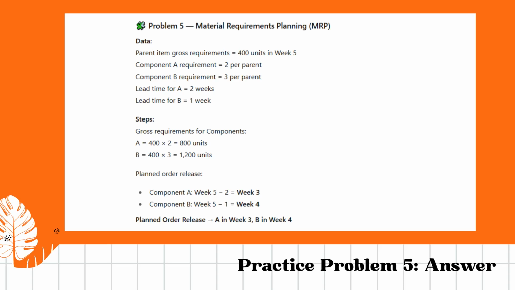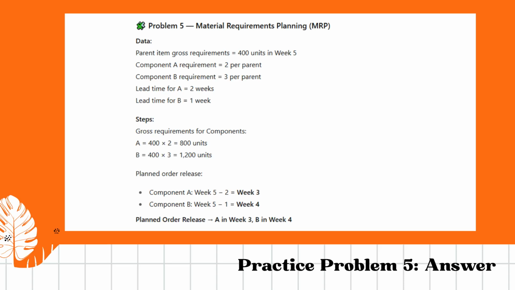Problem 5. Material requirements planning, MRP. Data. A parent item requires 2 of component A and 3 of component B. The production plan shows that 400 finished items will be needed in week 5. The lead time for component A is 2 weeks, and for component B it's 1 week. We need to determine when to release the planned orders for both components.